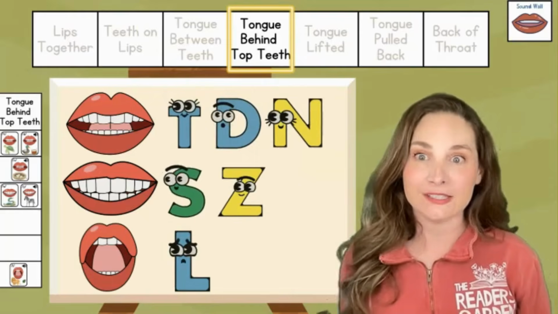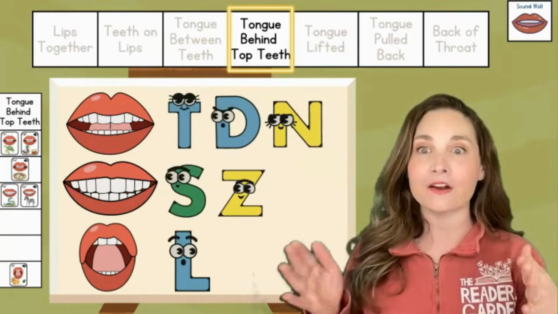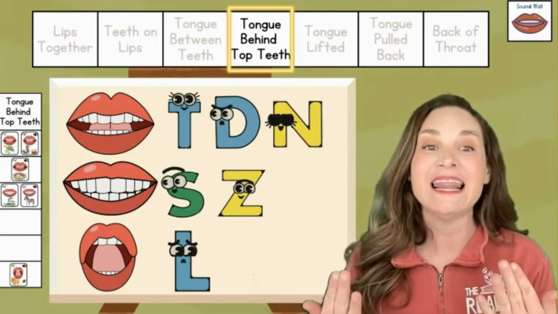Lastly, for the l sound, like in the word lip, it's made with our tongue touching right behind the teeth and the air flows around the sides of the tongue. Lip, lip.